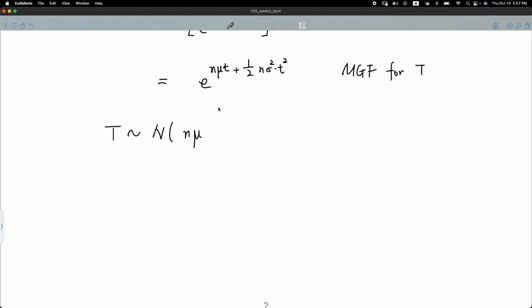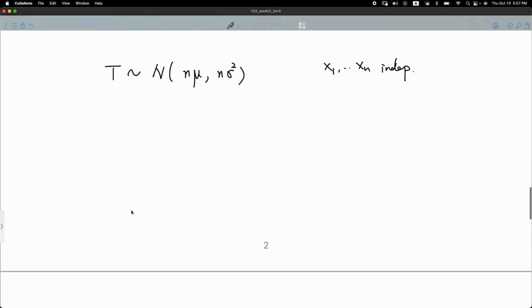Yeah. And what about the sigma, or the variance here? Yes, so n copies of sigma squares, n sigma squared. And again, this is because all the x1 to xn, they are independent. Okay. Any questions or comments?